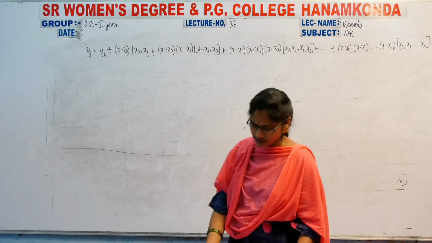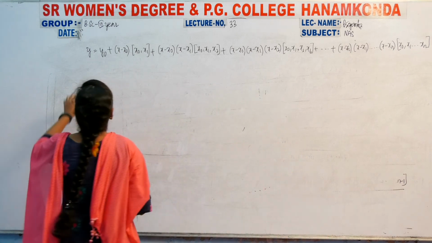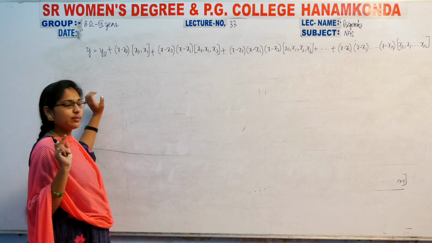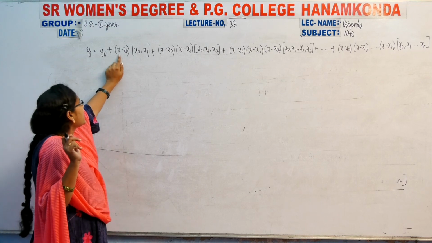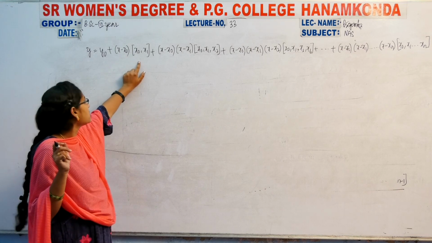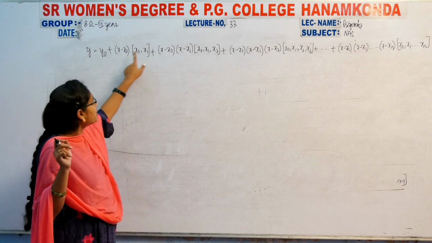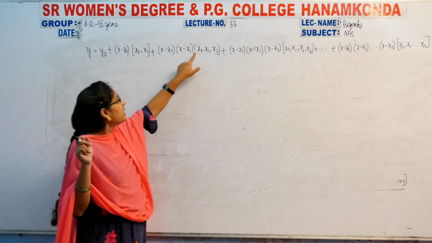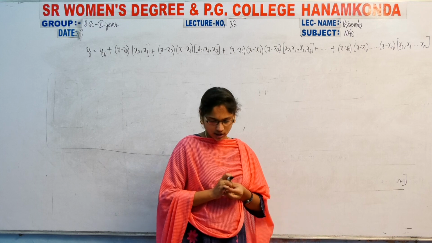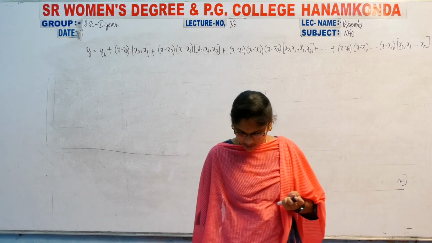Okay, simple thing, listen. y means function value. Okay, Newton's general interpolation formula: first x minus x0 into the first divided difference, plus x minus x0 into x minus x1 into the second divided difference, and so on. So this is nothing but the formula, you have to remember this one.